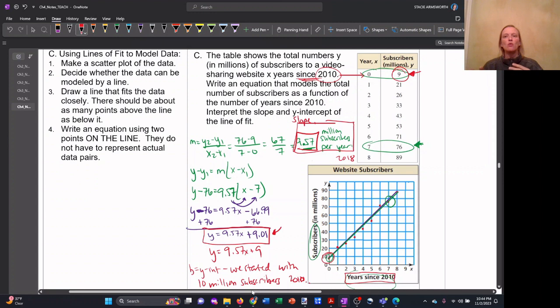So this is how we draw a scatter plot, how we insert a line of fit, and interpret the slope and intercept of that line of fit. I hope this helped.